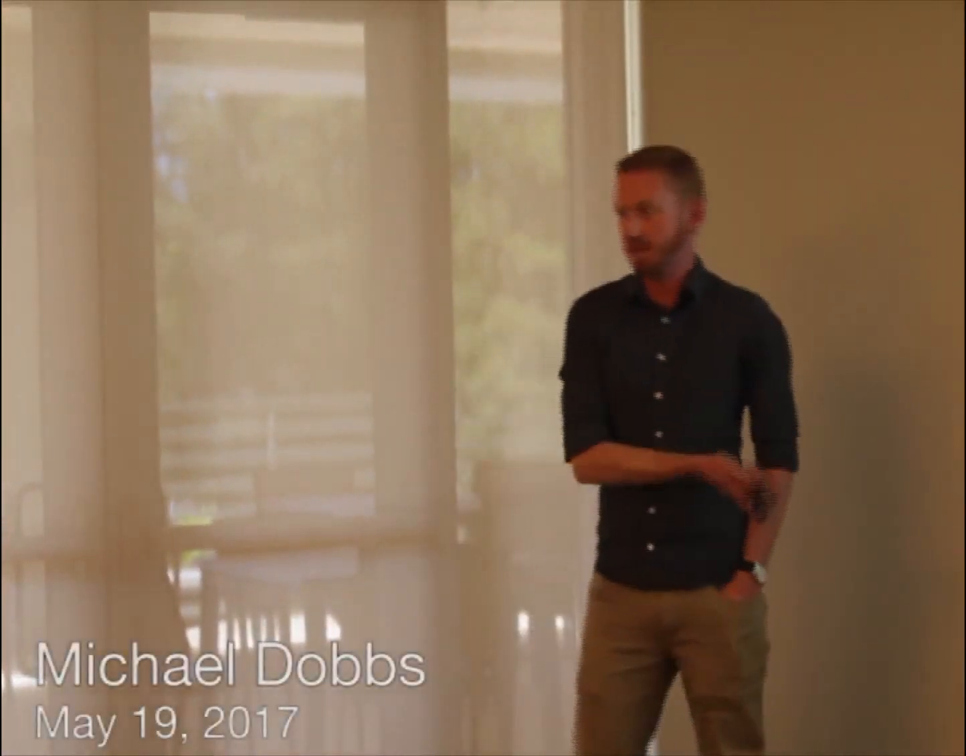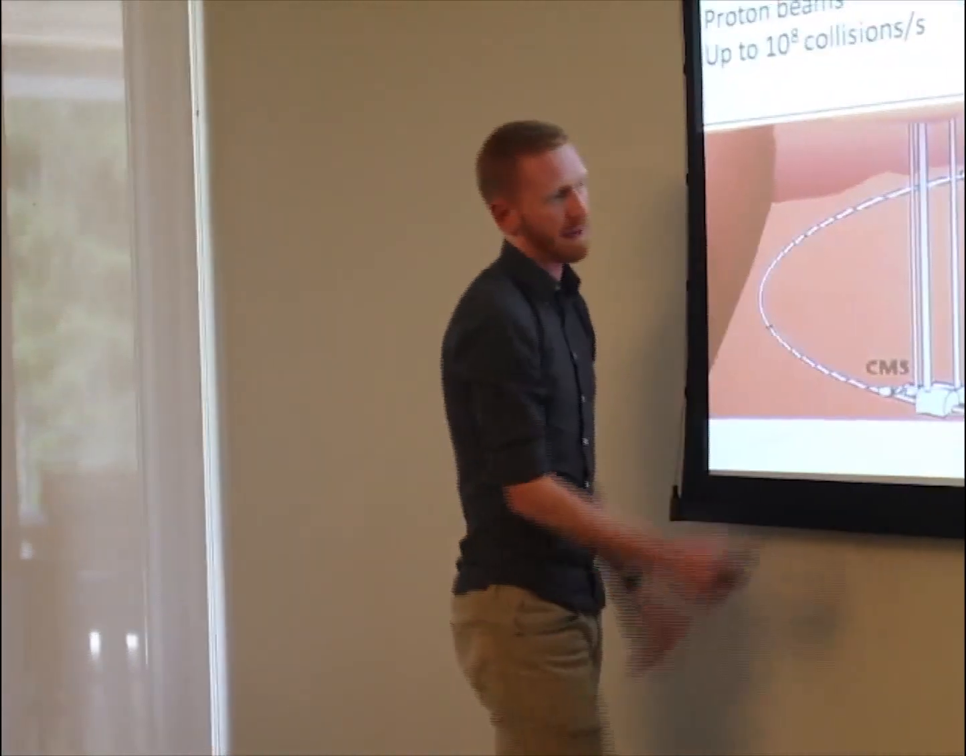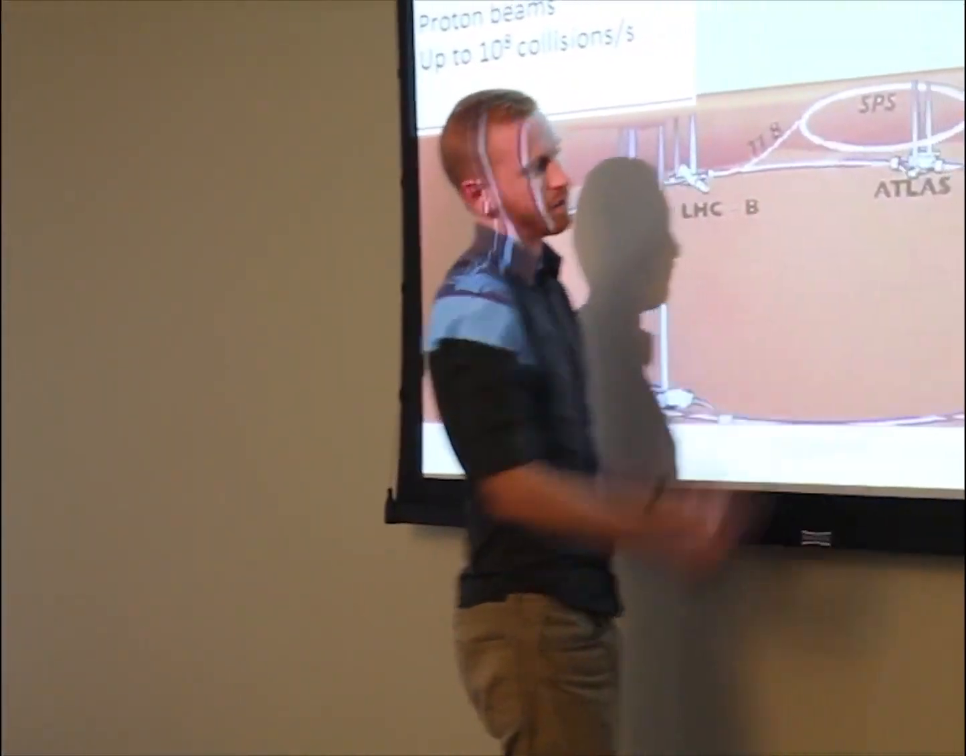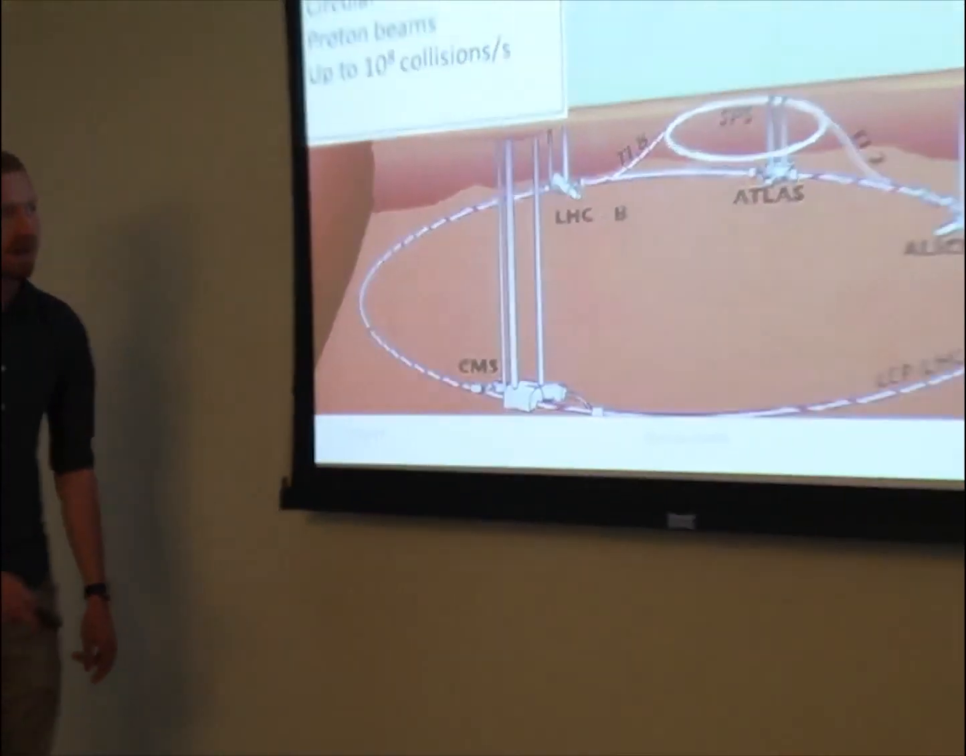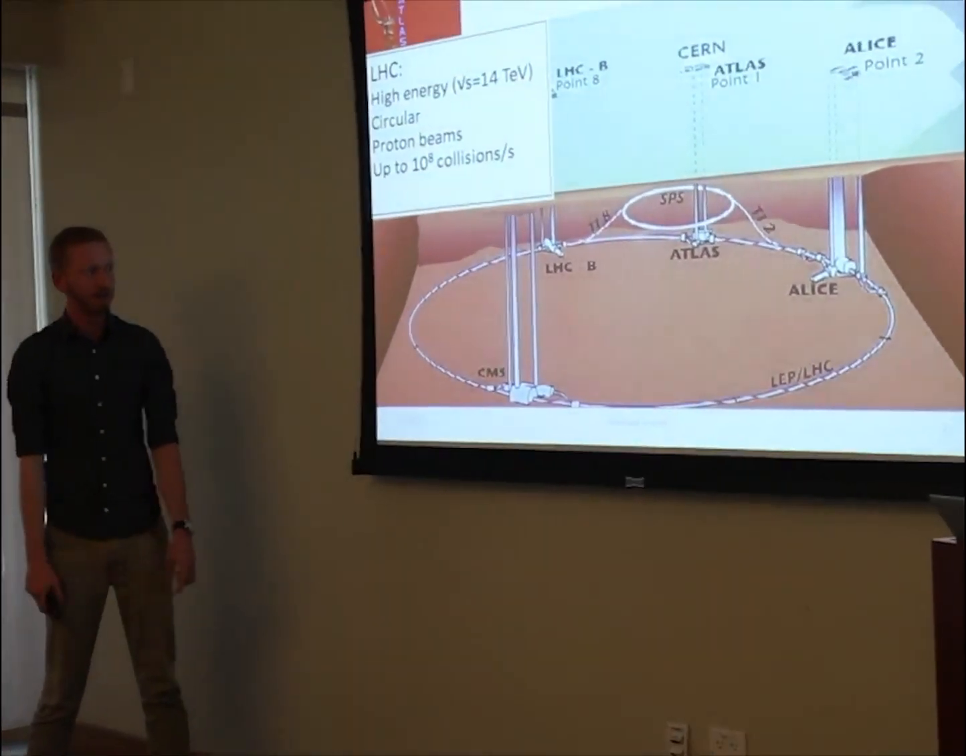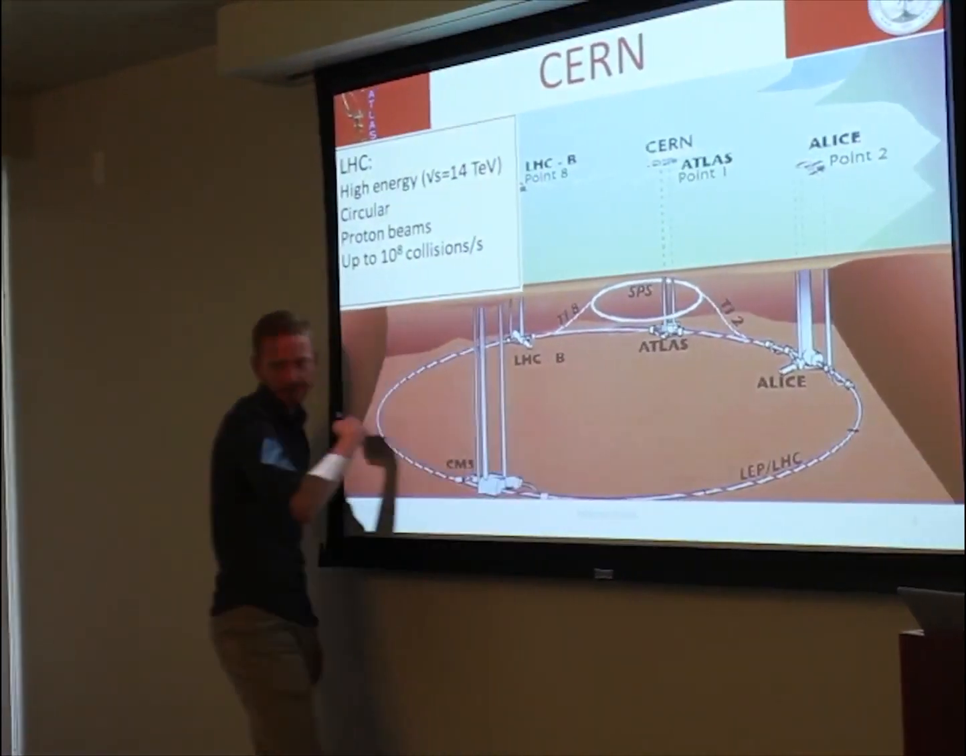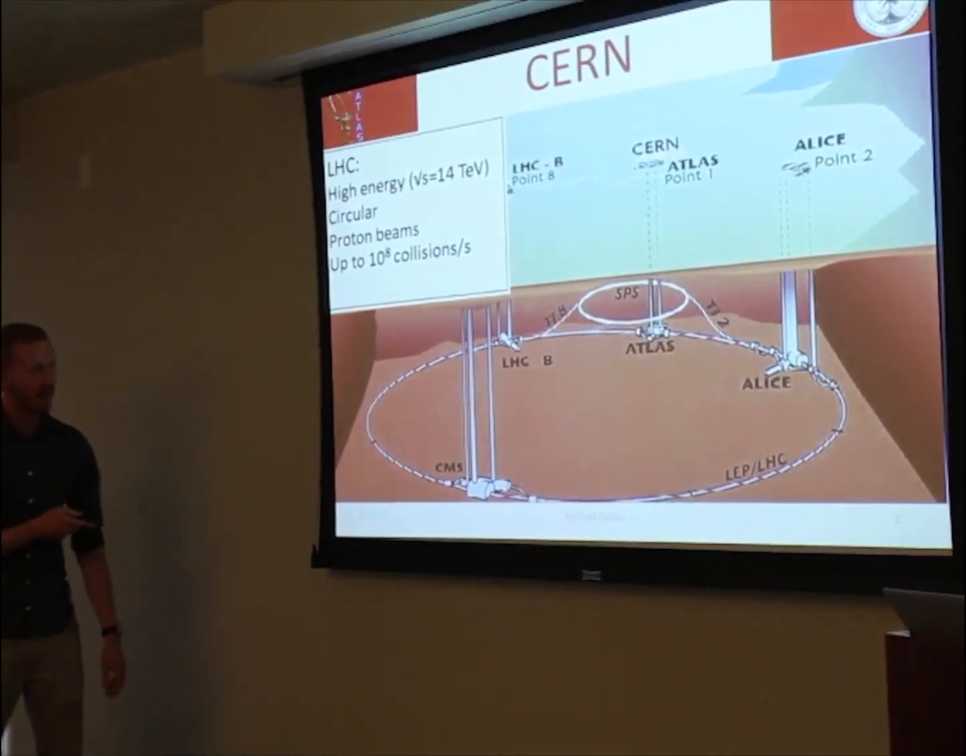So my name is Michael Dobbs, and today I'll be talking about a computer algorithm to probe new physics. So, quick overview of what CERN is. It's a particle collider in Switzerland, and what they do is they smash high-energy protons together. They accelerate them around this ring, and then at the detector Atlas, we have two protons colliding at very high energies. Also, this is about 10 kilometers in diameter, so it's very large.